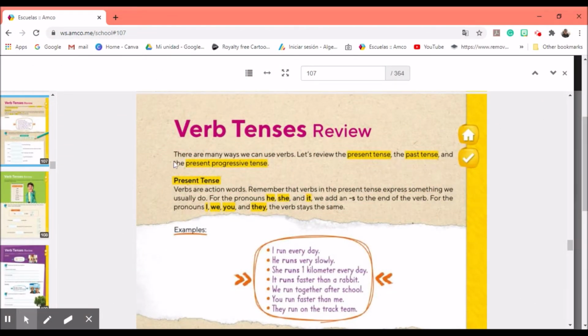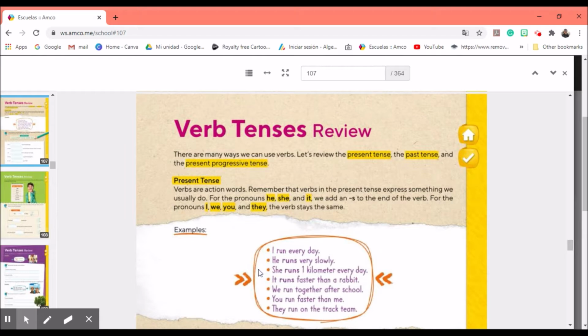There are many ways we can use verbs. Let's review the present tense, past tense, and the present progressive tense. As I said before, we are going to work on the present tense. We already said that verbs are action words. Remember that verbs in the present tense express something we usually do. For the pronouns he, she, and it, we add an s to the end of the verb. For pronouns I, we, you, and they, the verb stays the same. Here you have the examples.